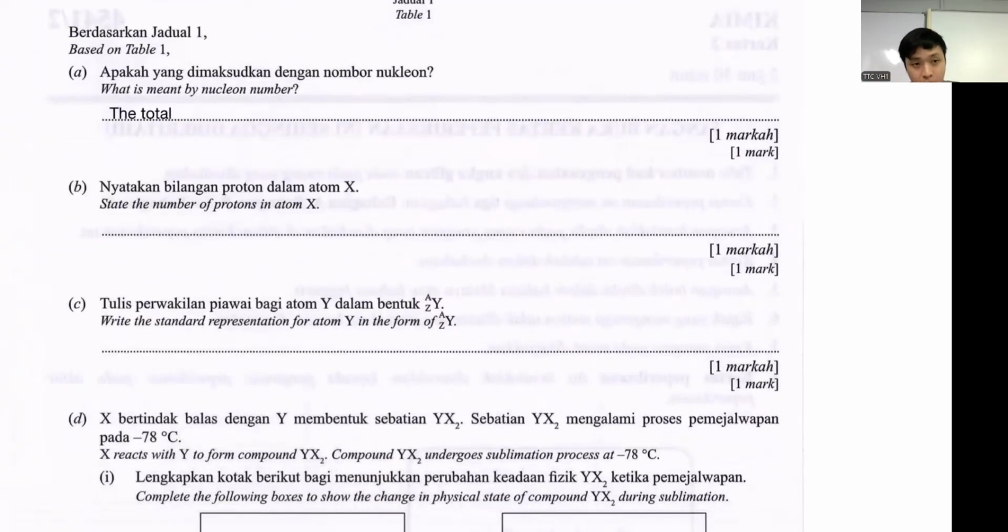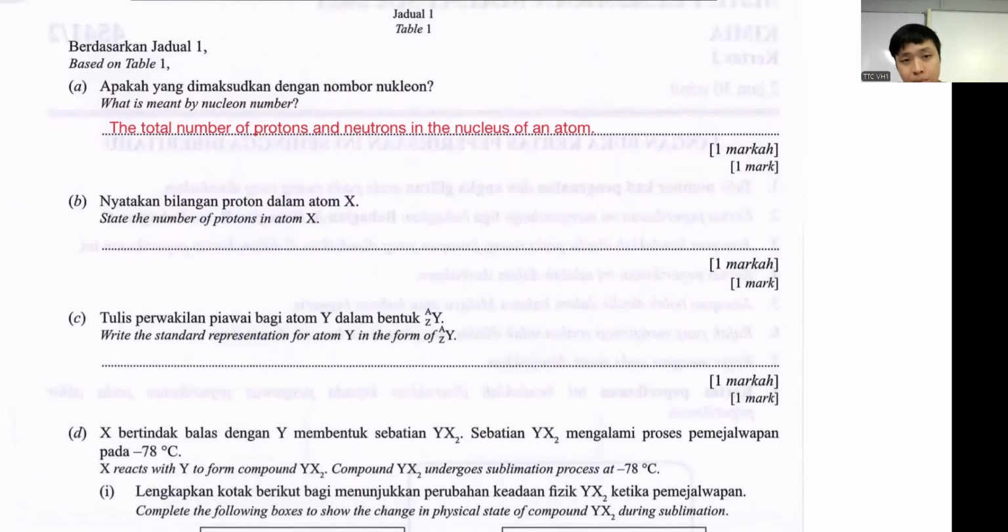The total number, or you can say sum also can. The sum of the number of protons also can. Sum or total, same thing. The total number of protons and neutrons in the nucleus of an atom. So this is first mark.